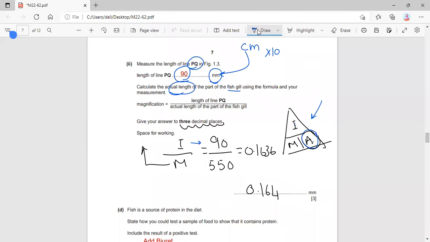0.1636. Take care of the rounding. Here he asked you to round it to 3 decimal places. So this is 1, 2, and 3, then 6, so round up, it will be 0.164 millimeters.